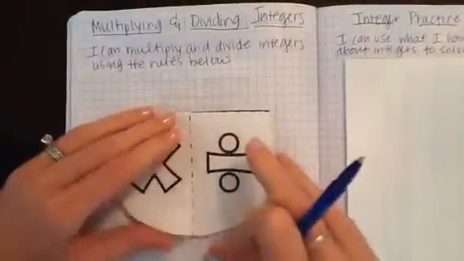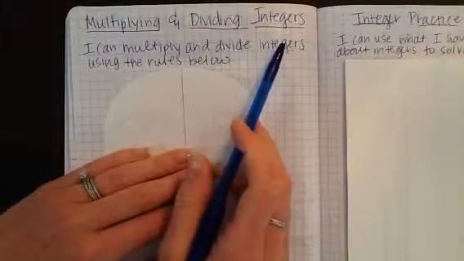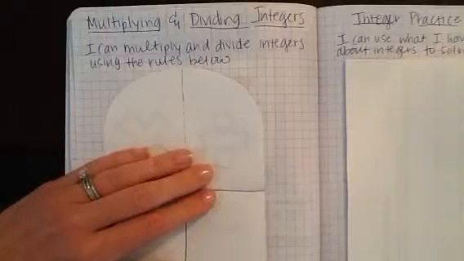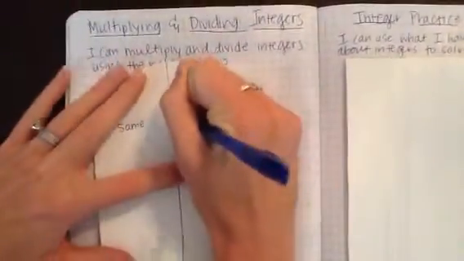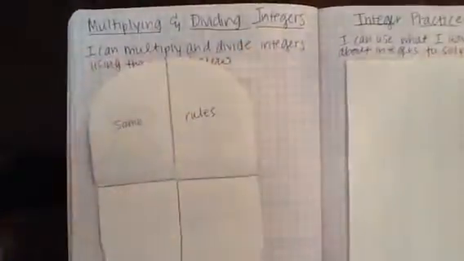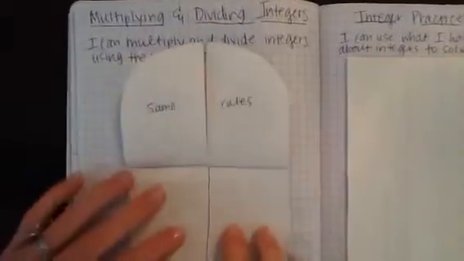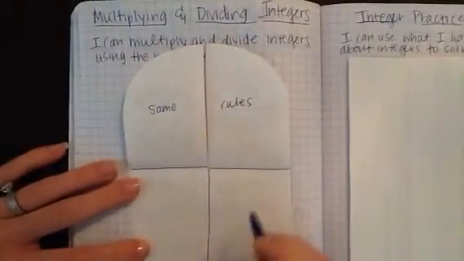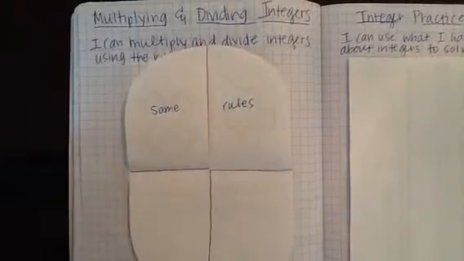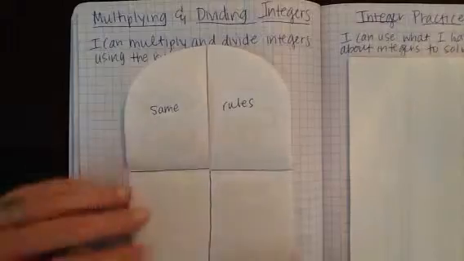So let's start with multiplication. Actually, the nice thing about multiplying and dividing integers is they share the same rules. So the rules that you have for multiplication are the same rules that you'll use for division. So I want to go ahead and put same rules up here, and then down here we're going to actually put what they are. And I'm going to separate them just because we have these two different sides of the foldable.